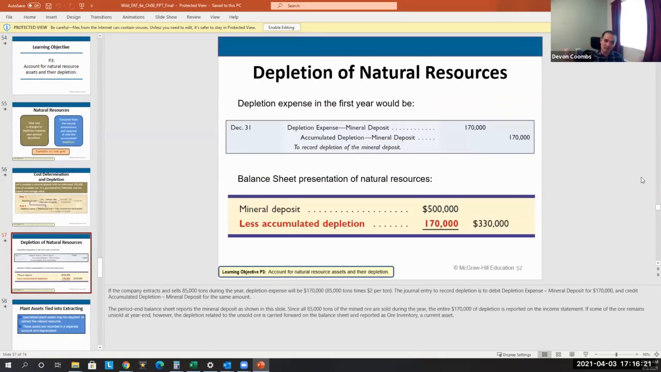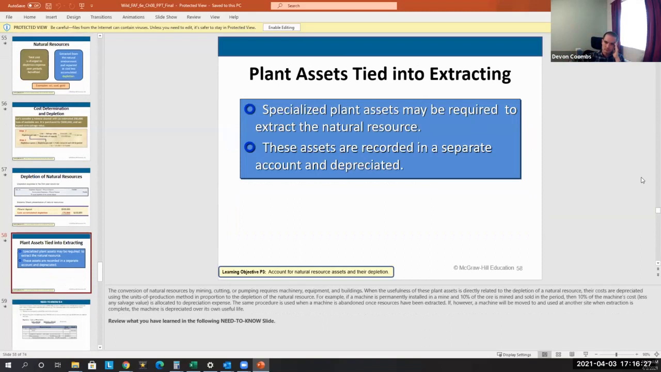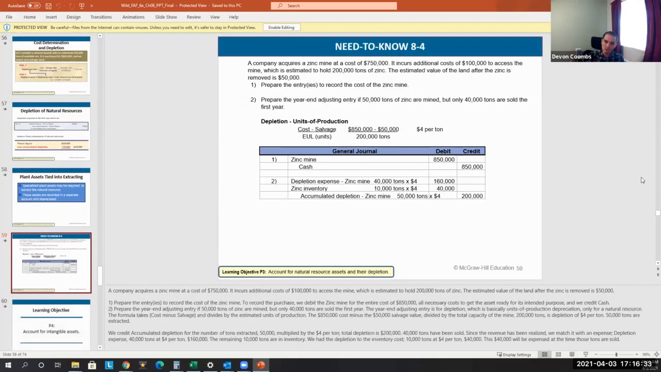Just make sure you understand there's some different terminology for natural resources, and just know that there's other complexities, but I really don't want to dive into it. Most people here are going to go into software or something. I don't expect most people to go into natural resource accounting.